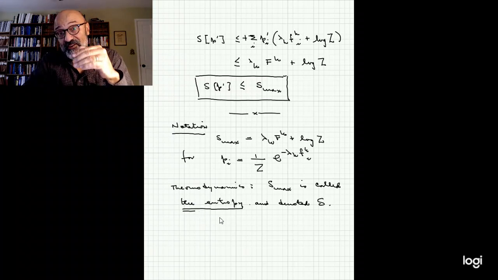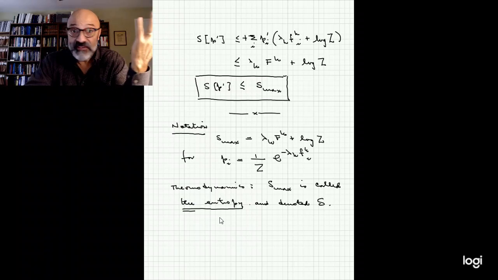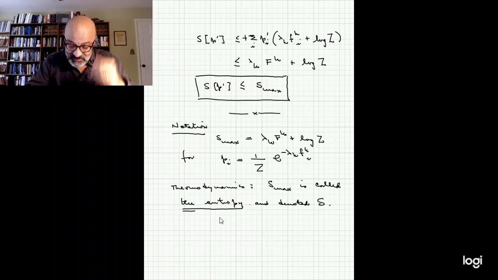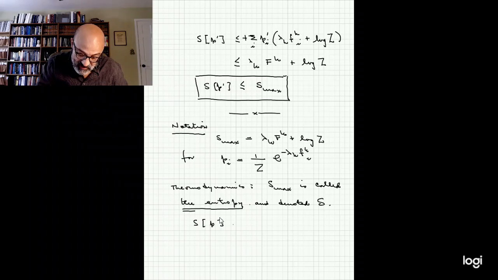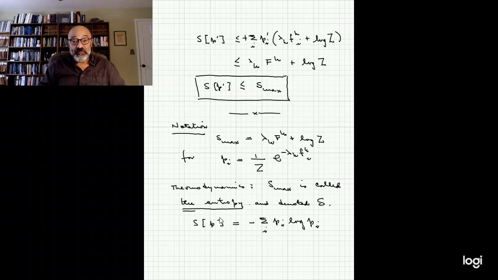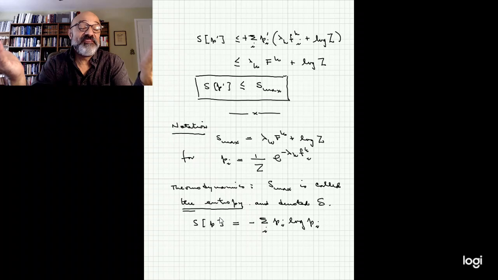It is a property of our description of the system. We could have different descriptions with different entropies. And to confuse the situation even further, we're just going to denote with the same letter S what we have been describing as the entropy as a function of the probability distribution. It's the same letter. So what can I tell you? This is the way life is.